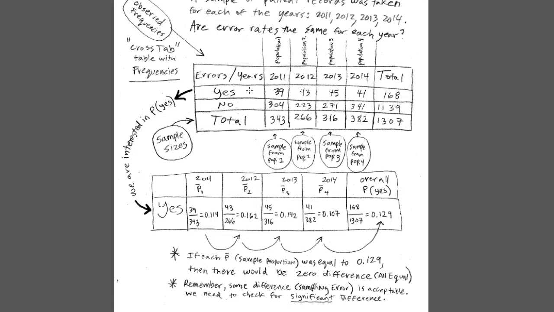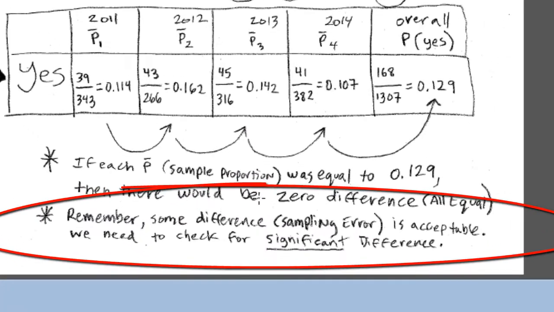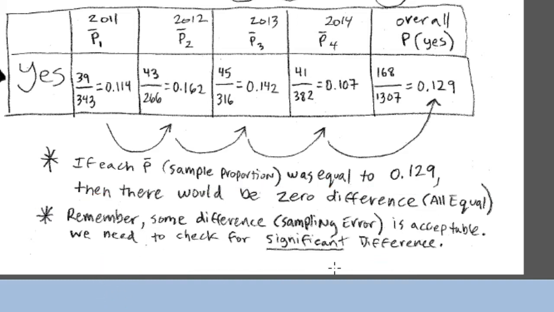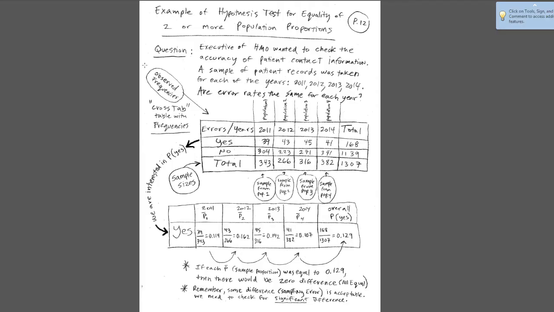Hey, this is where we started off. This is our cross-tabulated table with our yes, there were errors, no, there were not errors. And there's each one of the populations, which is each one of the years. There's the sample size. We talked about these proportions, 4 different sample proportions. Now, all of these sample proportions were different. But remember, some difference, sampling error, is acceptable. We need to check for significant difference. And that's where calculating chi-squared with observed frequencies and something called expected frequency comes in.